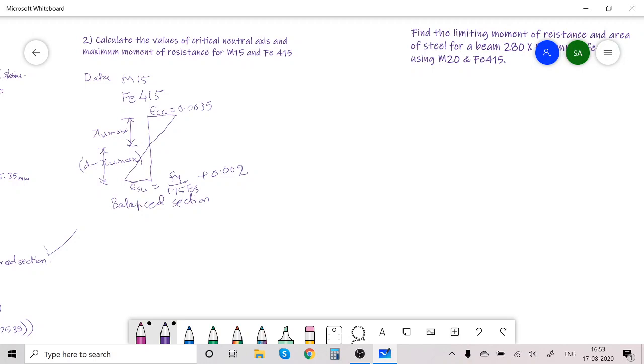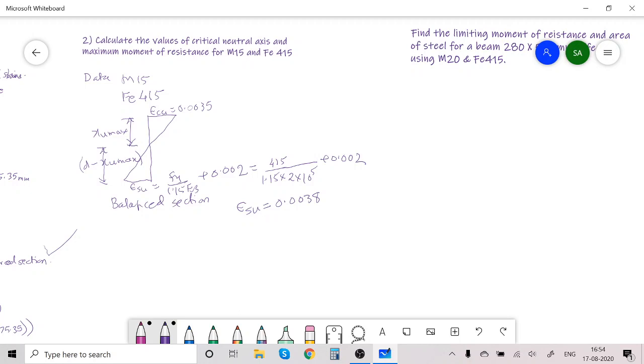Now I will substitute the values of Fy and Es here, as it is given Fe415. So this is 415, Fy is 415 divided by 1.15 Es, always 2 into 10 raised to 5, plus 0.002. So if you simplify this, what you will get, strain in steel ultimate is equal to 0.0038.